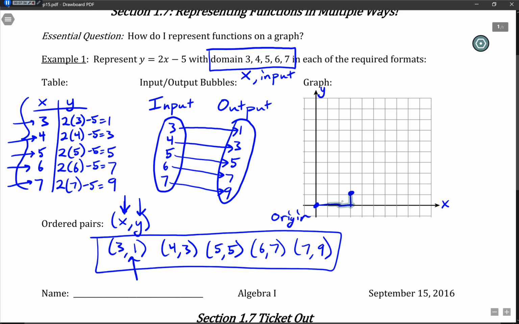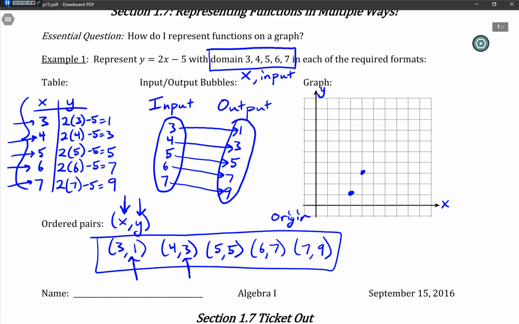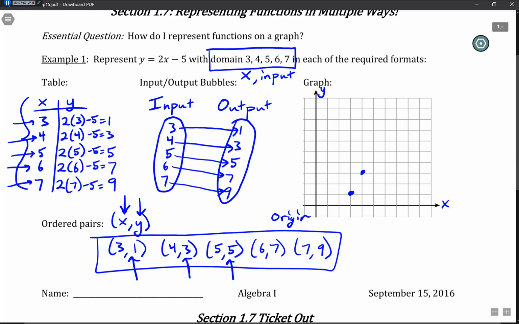And that's 3, 1, because I went 3 to the right and 1 up. Okay. Let's graph the next one, which is 4, 3. So again, we're going over 1, 2, 3, 4, up 1, 2, 3. Some people like to think about the analogy of getting in an elevator. As you're getting in an elevator, you need to walk horizontally into it, and then the elevator takes you vertically up. So let's think about that when we graph this next one.